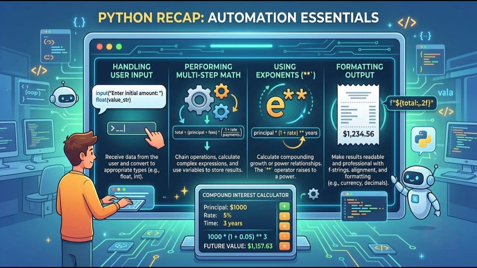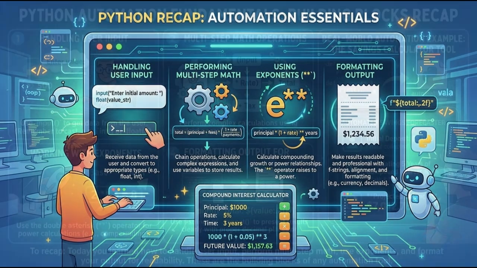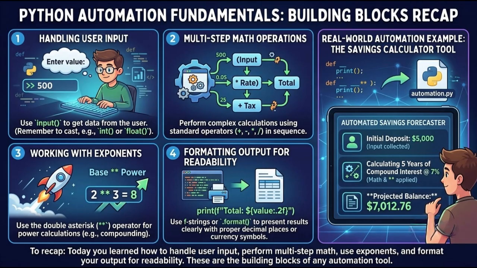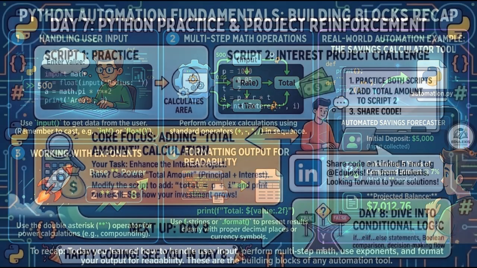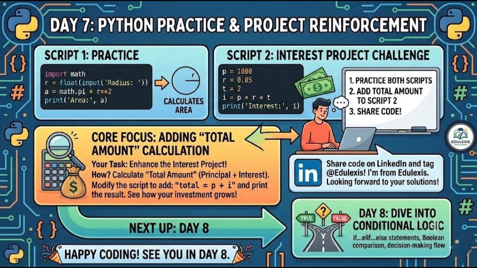To recap, today you learned how to handle user input, perform multi-step math, use exponents, and format your output for readability. These are the building blocks of any automation tool. Practice these two scripts. Try adding a total amount calculation to the interest project.